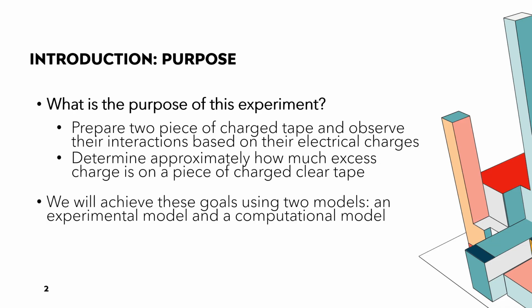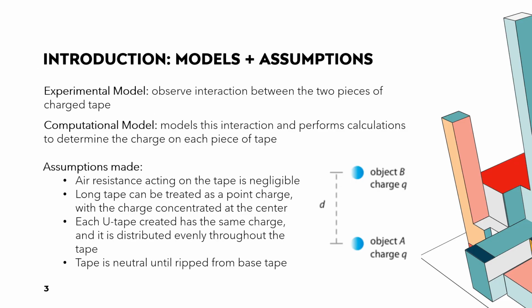We will achieve these goals using two models, an experimental model and a computational model. The experimental model allows us to observe the interaction between the two pieces of charge tape, and the computational model will represent this interaction and also perform calculations to determine the charge on each piece of tape.